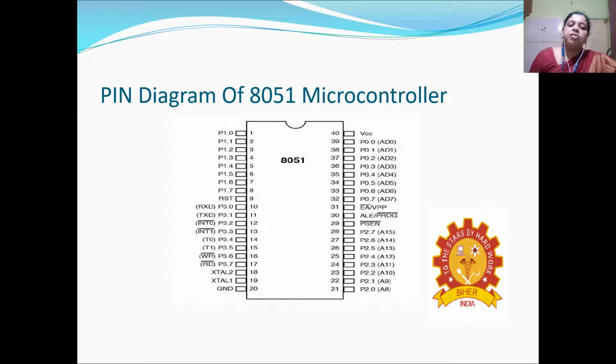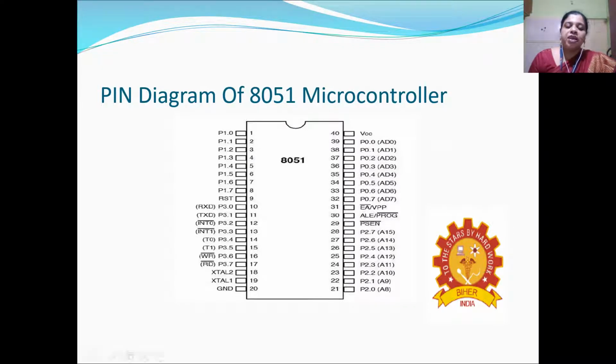Now, this is the pin diagram of the 8051 microcontroller. 8051 is a 40-pin IC. We have just now discussed that 8051 has 4 input output ports, and each port is of 8 bits. So among these 40 pins, 32 pins are allotted for 4 ports: port 0, port 1, port 2, port 3.